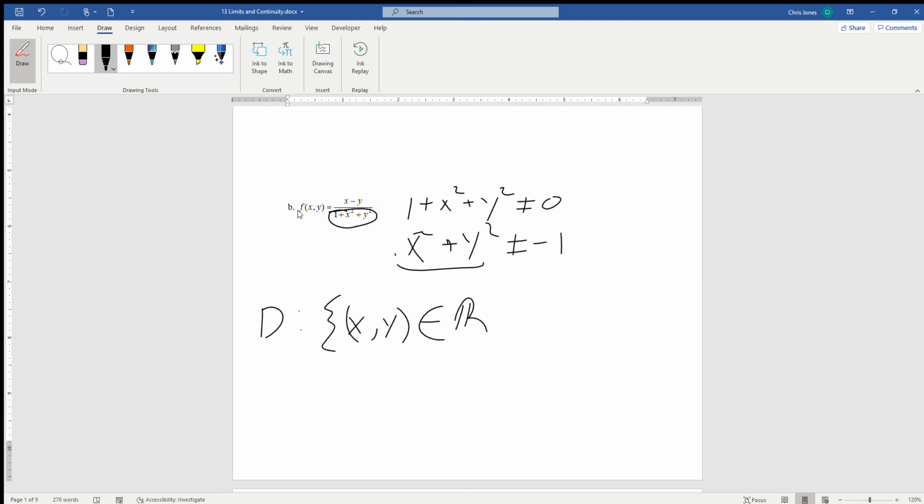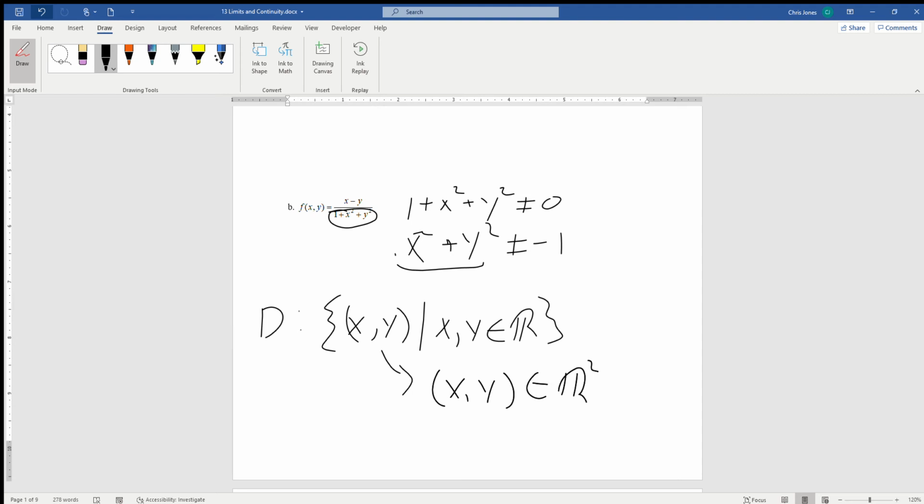Another way to say that, a little bit better way, is to say such that x and y are elements of the real numbers. Technically, (x, y) would have to be an element of R2, the two-dimensional real space. So that's another way that you could say it. For those of you that are taking or have taken linear algebra, you'll probably notice that there are multiple spaces, and R2 is certainly a space that we can work in.